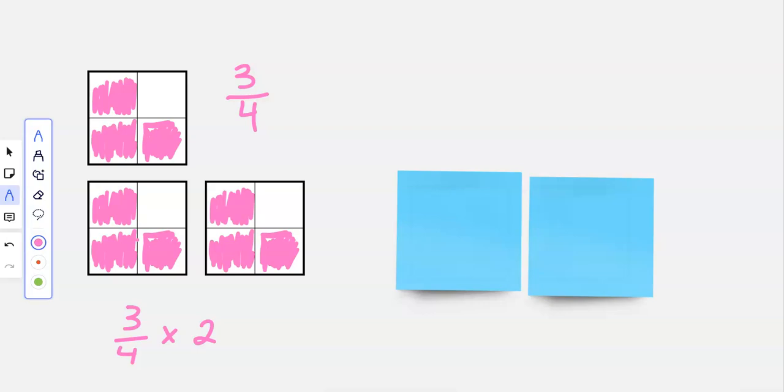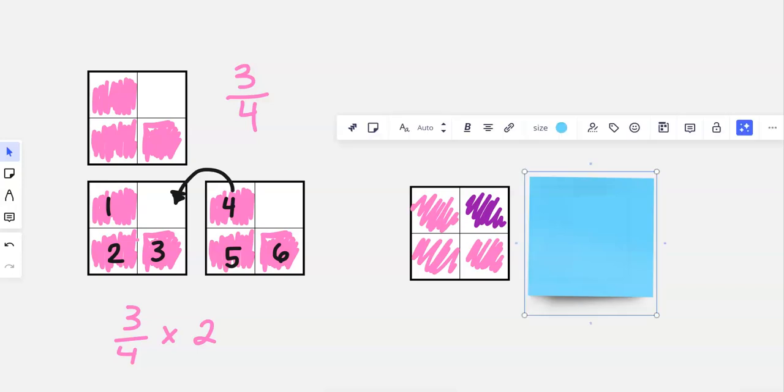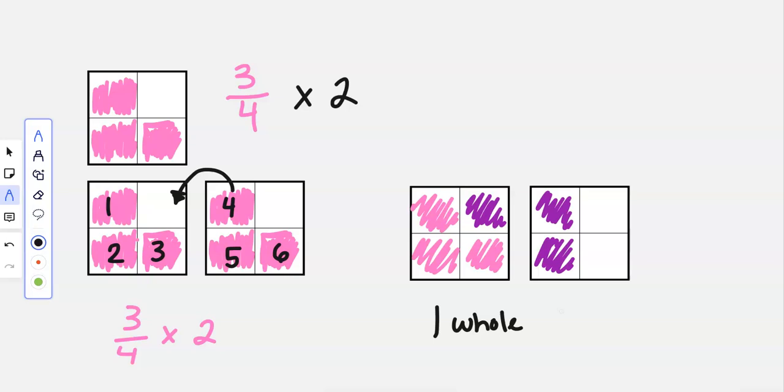Instead of having our 3/4 separated into two different wholes, we can just count. We have 1, 2, 3, 4, 5, 6 total parts. And what we can do is take one of those parts over here, and that looks like one whole. And then that leaves us with 2/4. So we can also think of 3/4 times 2 as one whole and 2/4. And 2/4 is the same as 1/2.